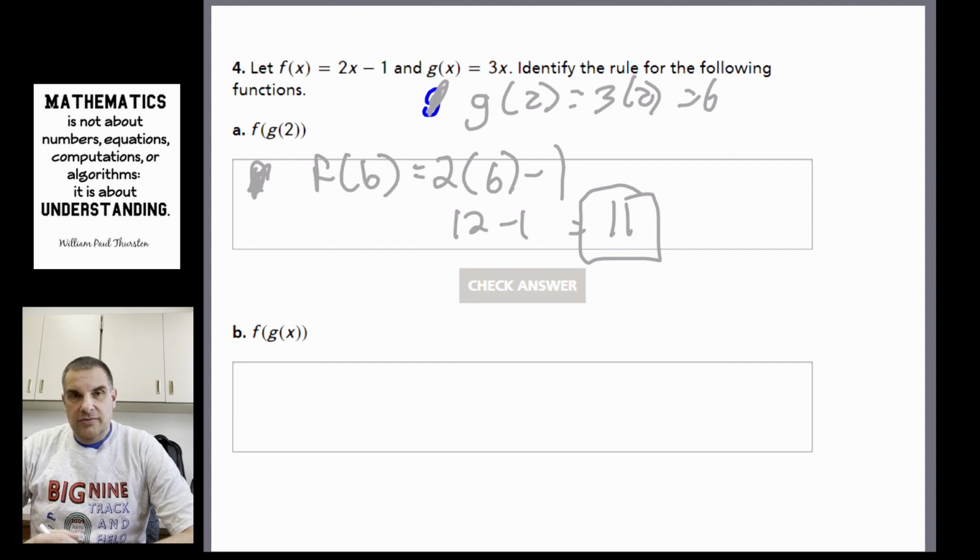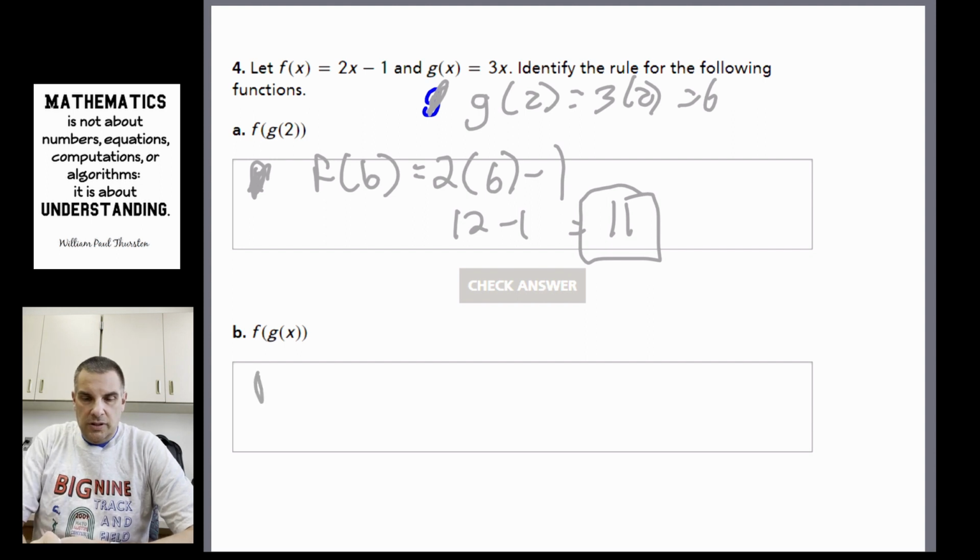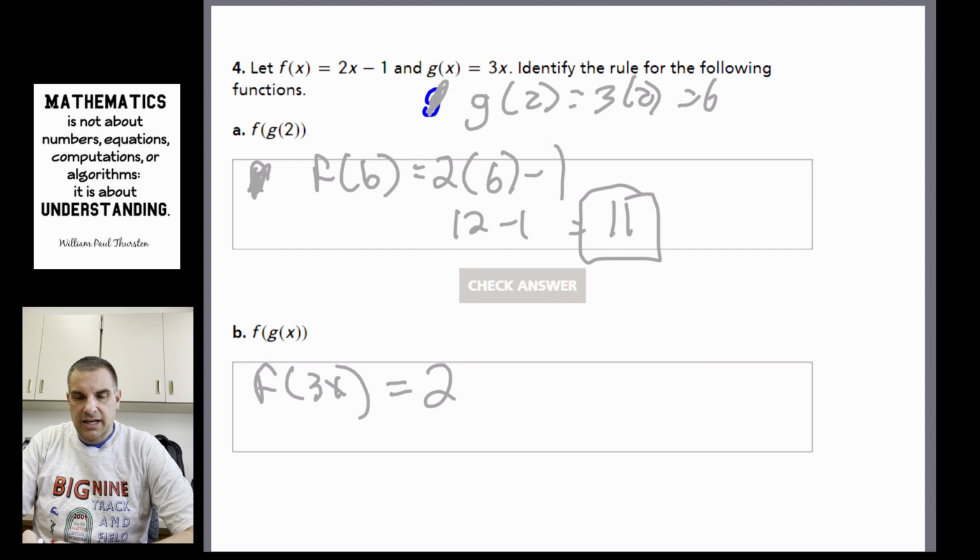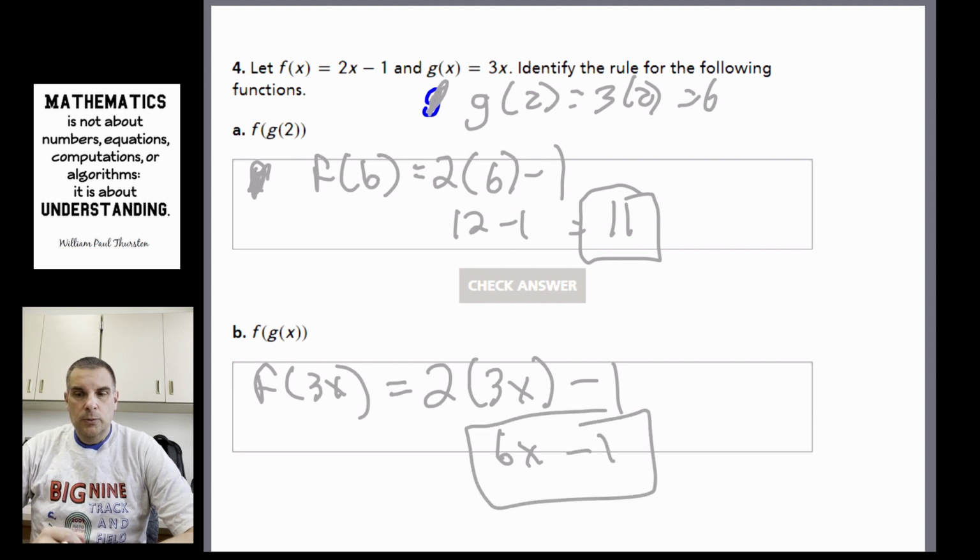The next one says f of g of x. Now we don't know what to substitute in there, but we know what g of x is equal to. g of x is equal to 3x. So this means we're going to find f of 3x. In our f function, anywhere we see an x, we're going to replace it with a 3x. Now the common error here is to forget to put that minus 1. Make sure you put that. 3x times 2 is 6x minus 1. That then is your general rule for this one. Okay?